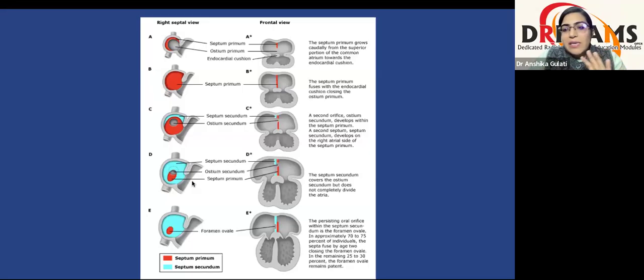In most of the cases, it closes after birth, but it may remain patent in some cases. We'll see how we differentiate between ASD and patent foramen ovale.